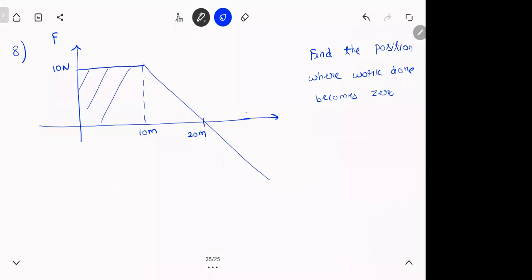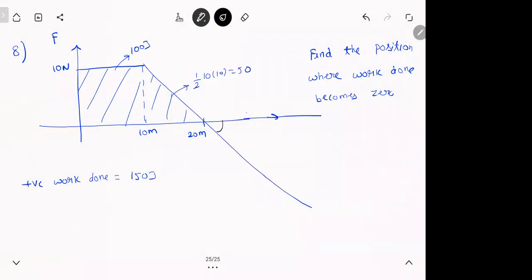First thing, what is this area? 100. What is this area? Half into 10 into 10, 50. Agreed? So total positive work done is how much? 150. So, and what is this angle? 45 degrees. Is that fine? Because this was 10 and this was 10. So that was 45. So let the negative area come somewhere here. Let this position be x0. So that is where the work done becomes 0.